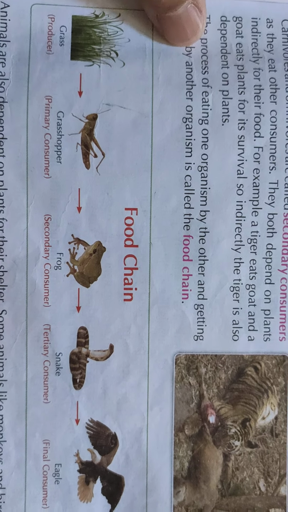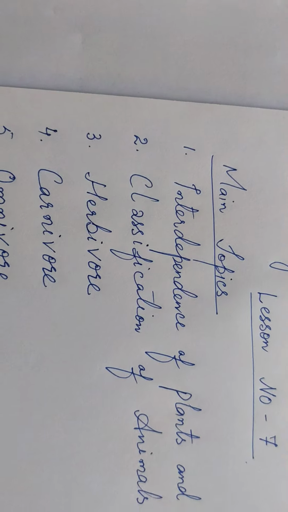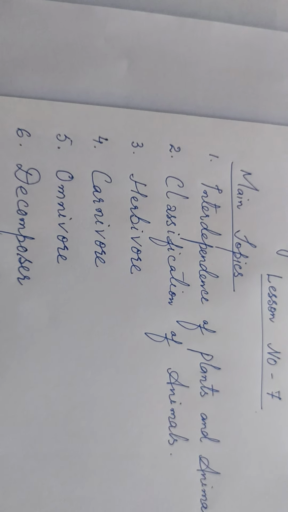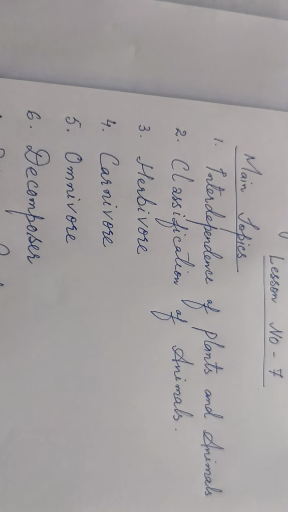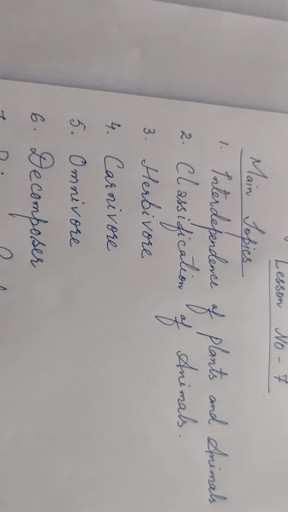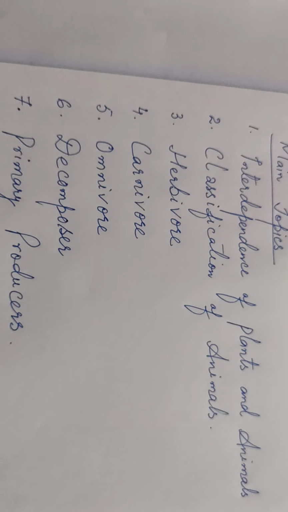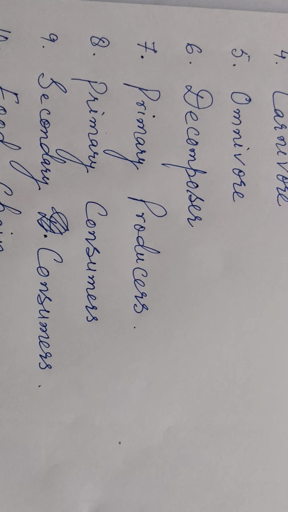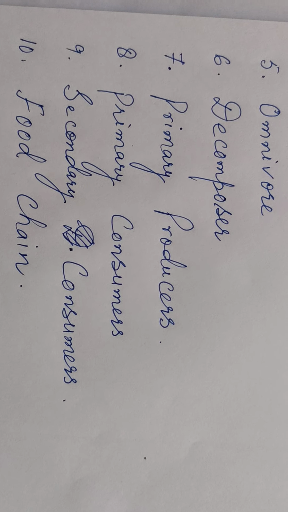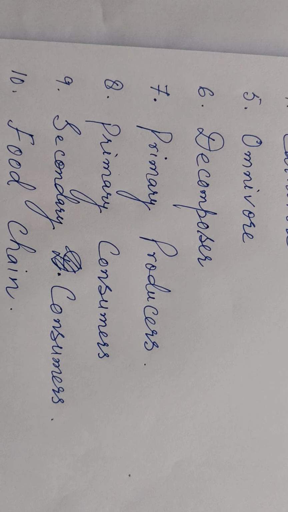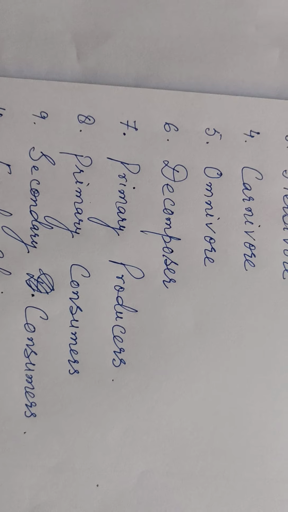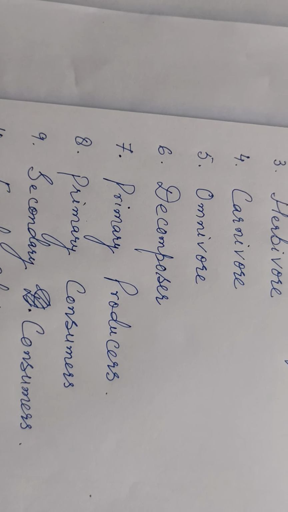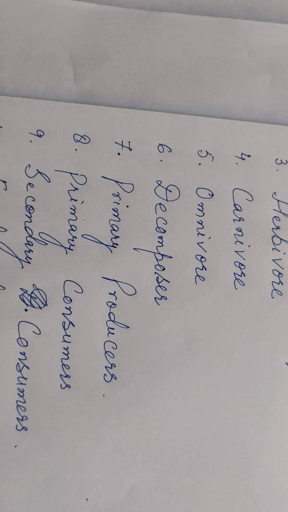So by this we have covered these main topics: the interdependence of plants and animals, classification of animals, herbivore, carnivore, omnivore, decomposers, primary producers, primary consumers, secondary consumers, and food chain. The food chain is the process of eating one organism by another and getting eaten by another organism.